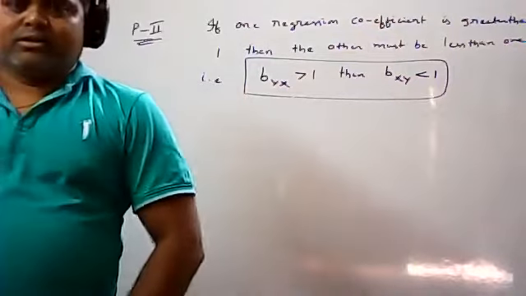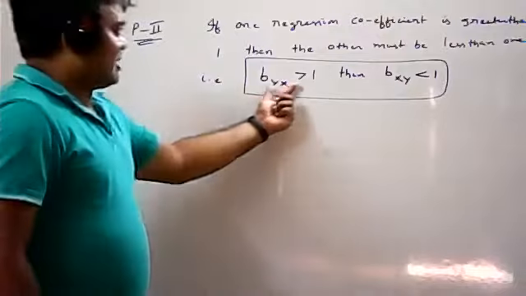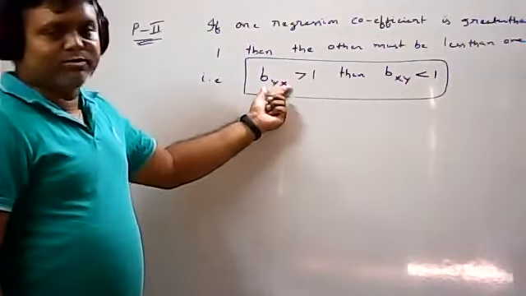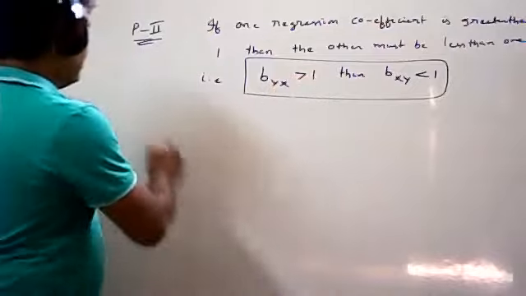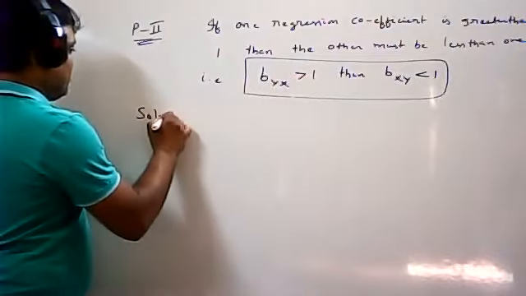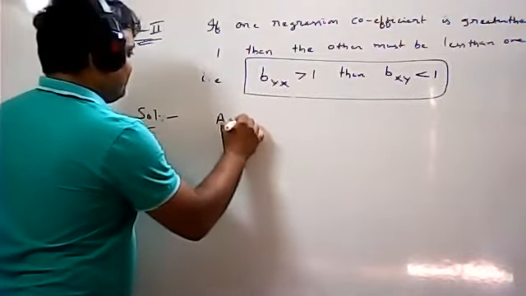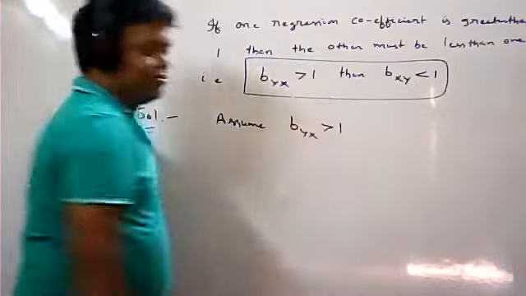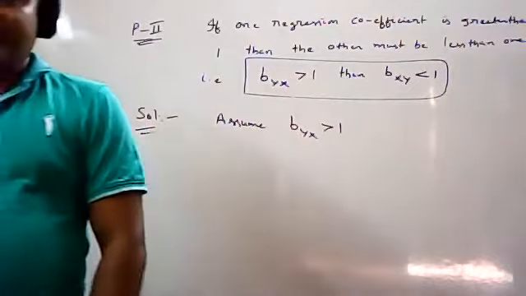Okay. So it is given. You can consider this one. One regression coefficient is greater than 1. So what have I assumed? I have assumed byx is greater than 1. Right. Solution. Assume byx is greater than 1.